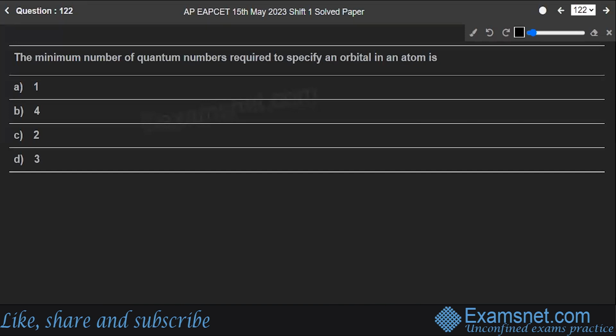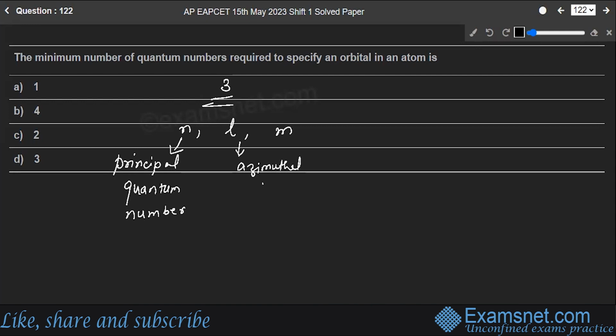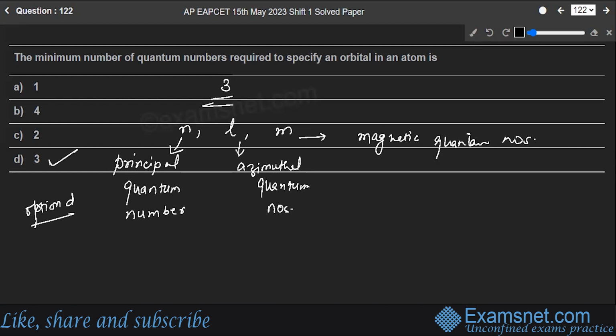Question number 122. The minimum number of quantum numbers required to specify an orbital in an atom is. See, the number of quantum numbers required to specify an orbital in an atom is 3. These are given by n, l, and m. This represents your principal quantum number. This is your azimuthal quantum number. And this is the magnetic quantum number. That makes option D the right answer.